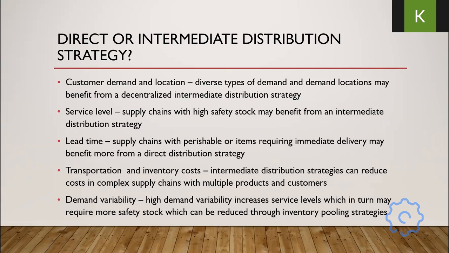So you're able to offset the demand fluctuations using an intermediate distribution strategy to provide larger shipments to a node and then the smaller shipments much closer to the retail outlet. Now, demand variability. If you have high demand variability with increased service levels, you may require more safety stock. So as a result, you may want to look at intermediate distribution strategies, which provide inventory pooling strategies that can be used to mitigate the demand variability across multiple locations.